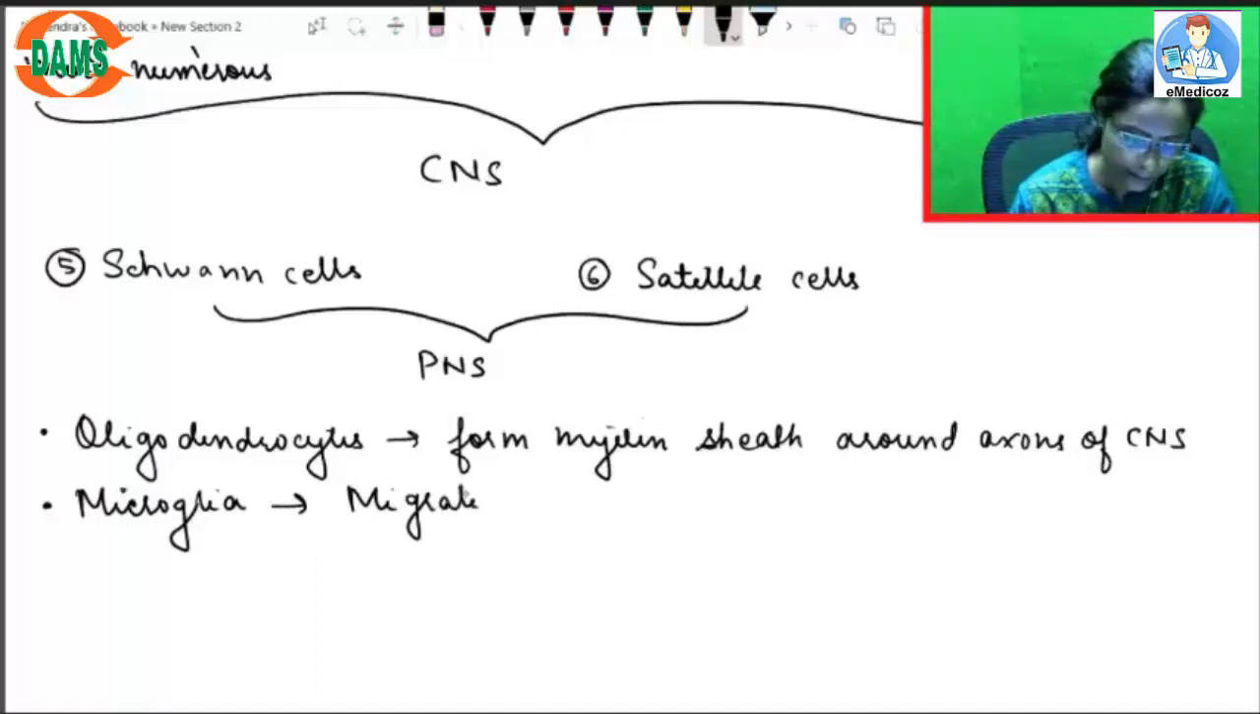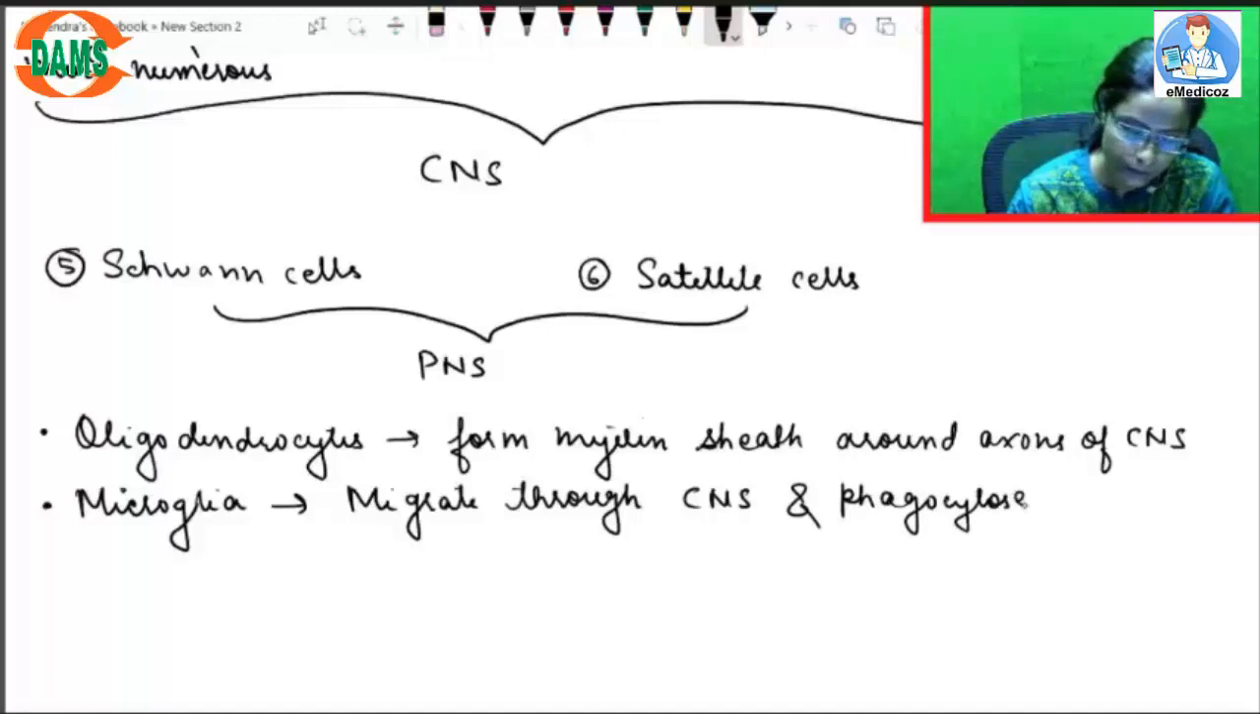Migrate through CNS and phagocytose foreign material.